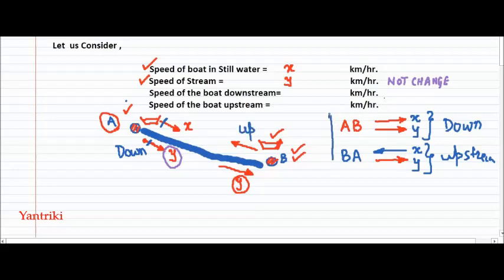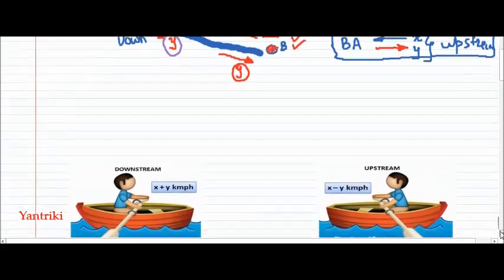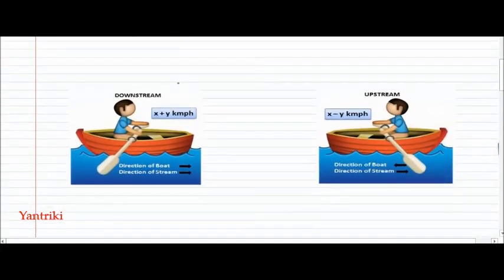So I feel that this part is clear. Now let us see with the help of a diagram what exactly happens. So here are two conditions. I feel downstream is clear to you. Here you can see we have mentioned the direction of both, and upstream is also clear. We have given you the direction of both. So in the first case, पहले केस में x plus y km/h is the relative speed, and in this case x minus y is going to be the relative speed.